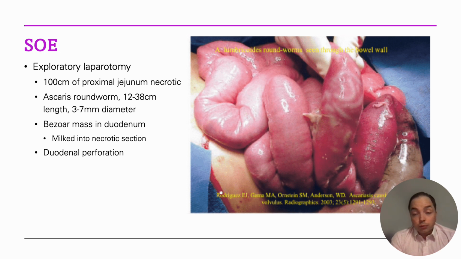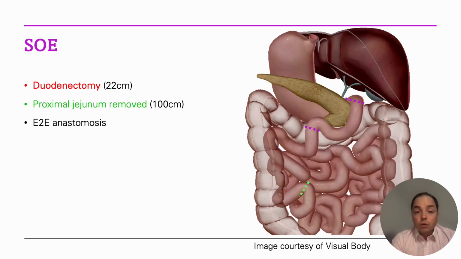During an exploratory laparotomy, it was confirmed that approximately 100 centimeters of the jejunum happened to be necrotic, and the mass was determined to be a bezoar, likely a result of the presence of the Ascaris roundworm. The bezoar was lodged in the necrotic section of the jejunum, which had 100 centimeters removed, along with the entirety of the duodenum.